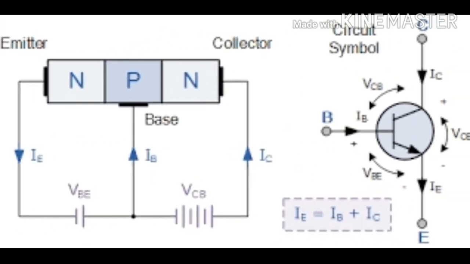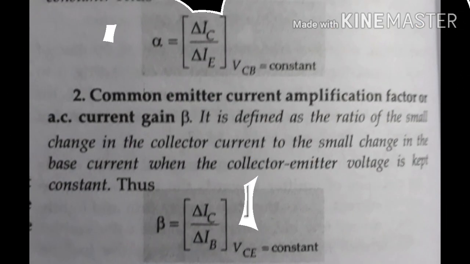So there is a collector current, an emitter current, and the base current. So the emitter current must be the sum total of the base current and the collector current. So we can write that IE is equals to IB plus IC. And IB is here very less than IC, because IB is the base current and IC is the collector current. So IC or the collector current will be higher than the base current. This is transistor action.